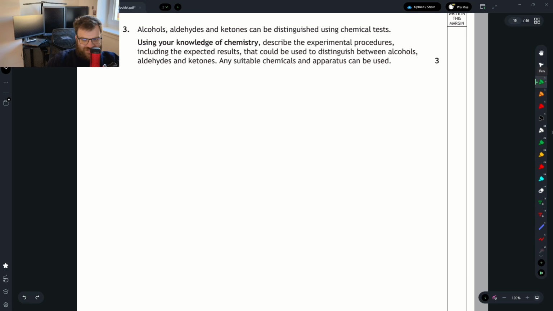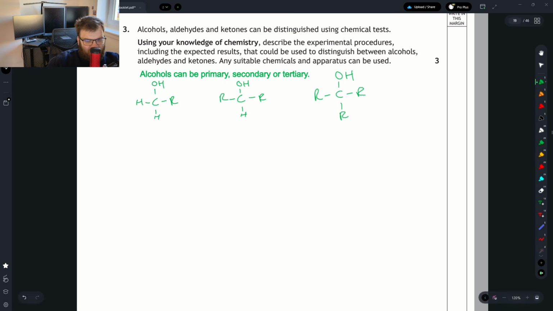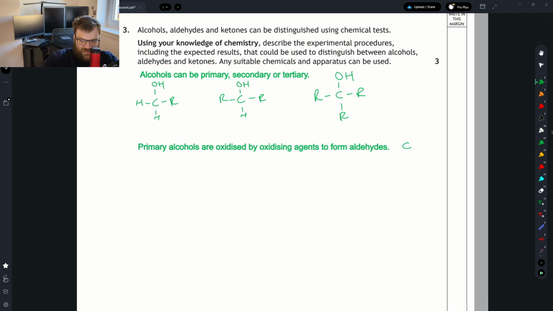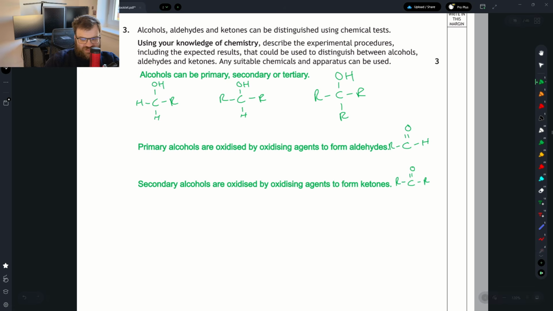First, I want to talk about oxidation of alcohols. So point number one, alcohols can be primary, secondary, or tertiary. And I'll just show a little sketch of each of them. Here I'm using the R group to represent the rest of the molecule to save myself drawing them all out. Primary alcohols are oxidized by oxidizing agents to form aldehydes. An aldehyde has a carbonyl group on the end of the chain. Secondary alcohols are oxidized to form ketones, where the carbonyl group is in the middle of the chain, and tertiary alcohols do not oxidize.